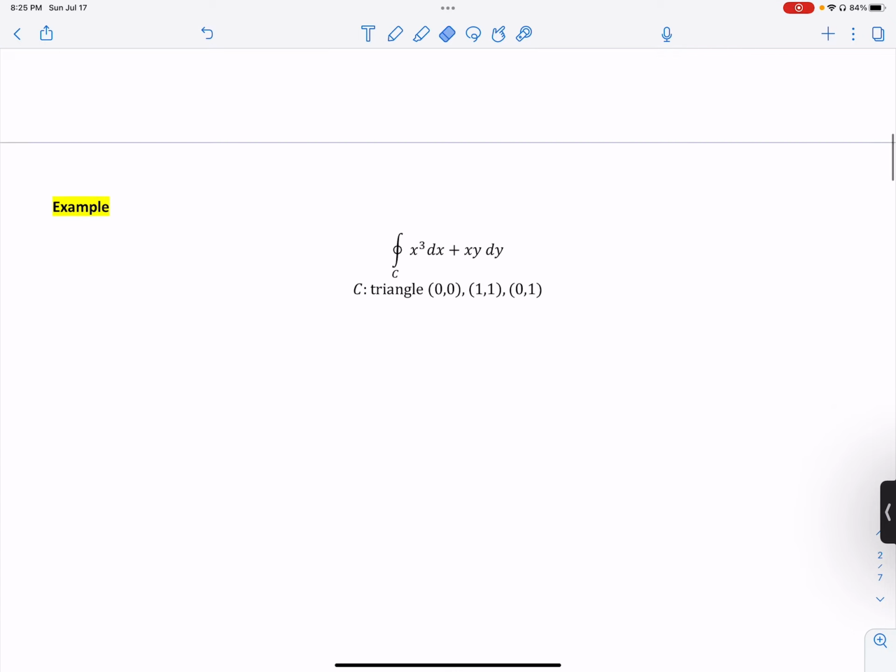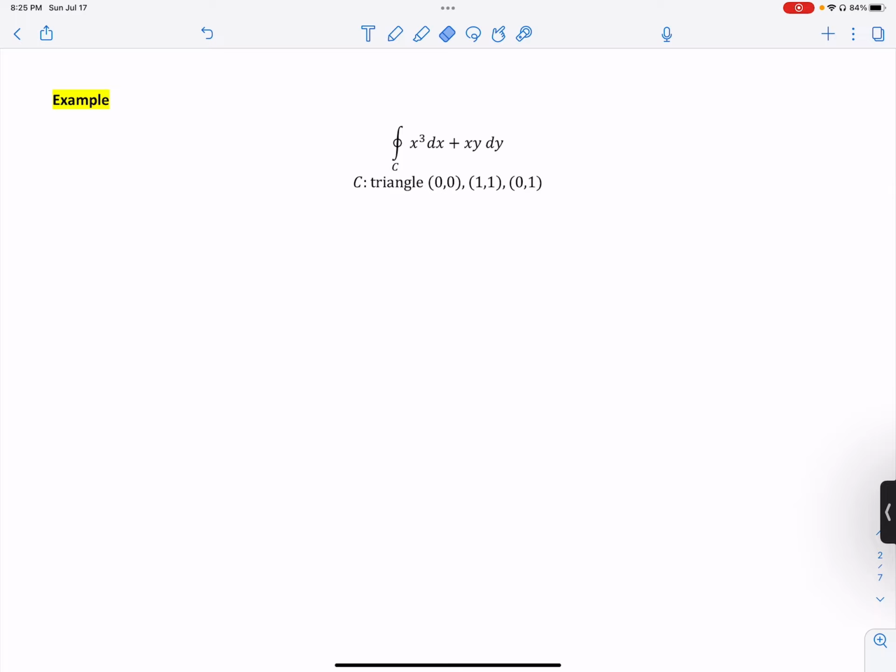Let's get some examples. These are nice and easy to work with. So we have that triangle. I would always recommend drawing these graphs. We have a triangle from 0, 0 to 1, 1 to 0, 1. So we have this triangle here. To use this theorem, we have to know that it's moving in this counterclockwise direction. We are walking around that. So we can set this up.